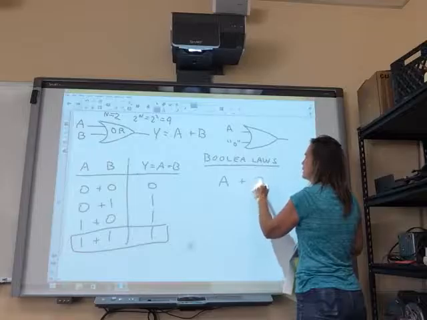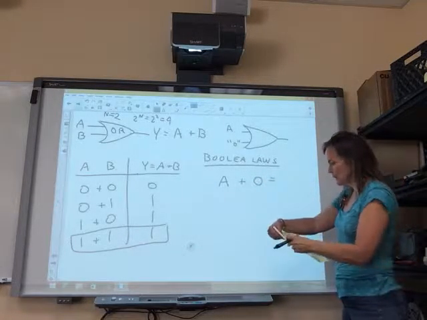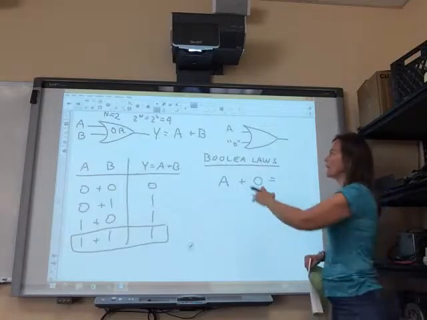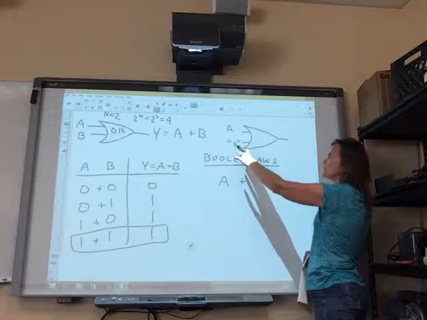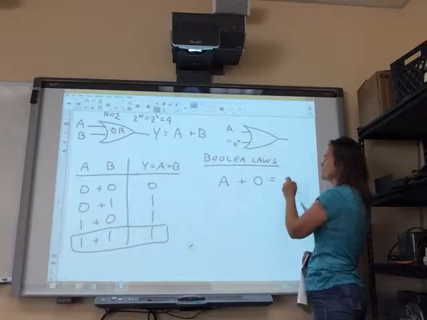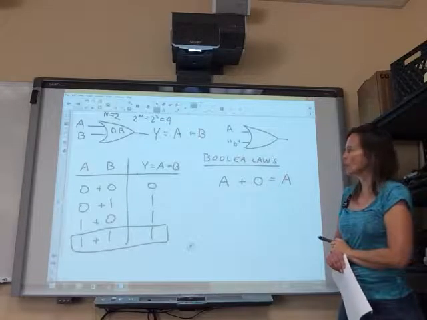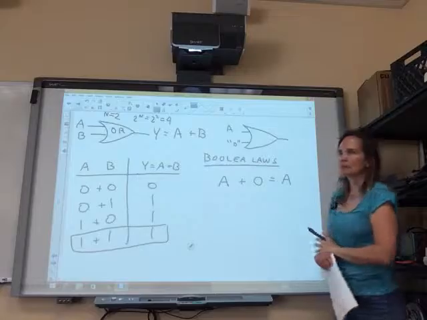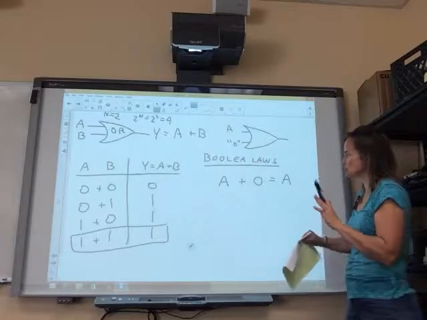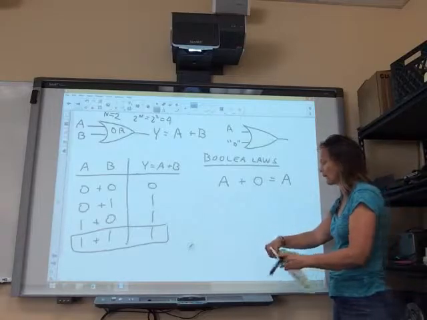A or a low input is always going to be dependent on what A is. If A is high, then at least one of them's high, we're going to get a high. If A is low, then there's nothing high, then we're going to get a low. So it's going to be A plus something at low, A or a low input is always going to be A. Whatever A is, that's what your output is going to be.